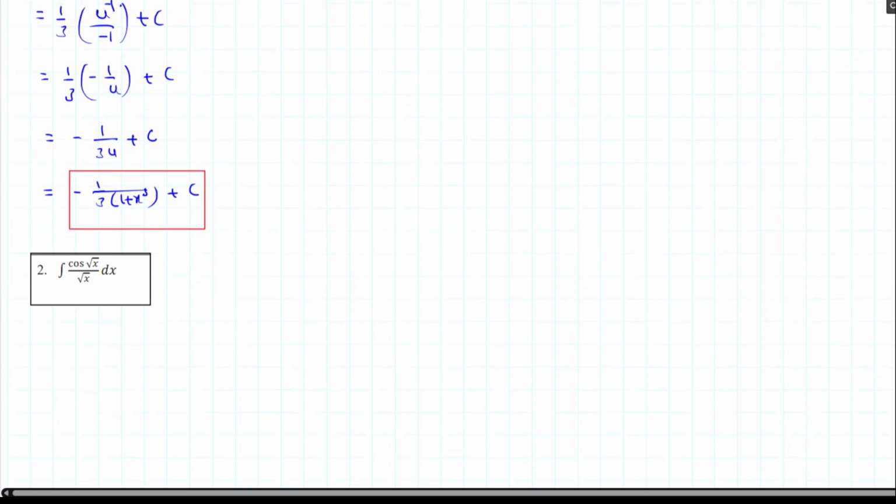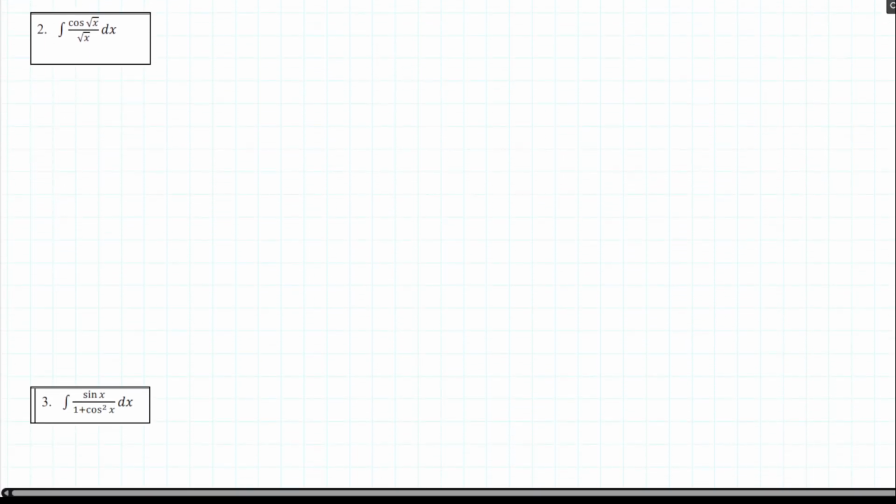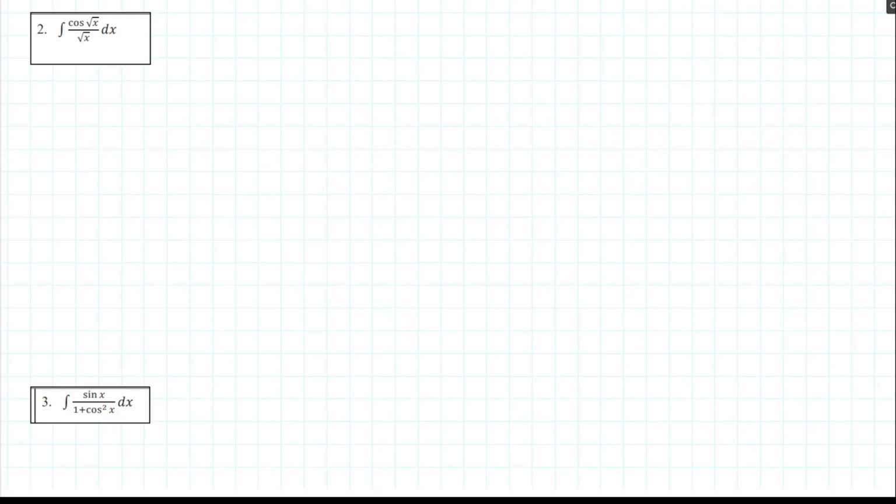Now move to the next question. So we have cos root x over root x. Okay, you can see the inner function root x, and its derivative is also available outside, so you can choose u equal to root x here. Then du equals the derivative of root x, which is 1 over 2 root x dx. And dx equals 2 root x du.